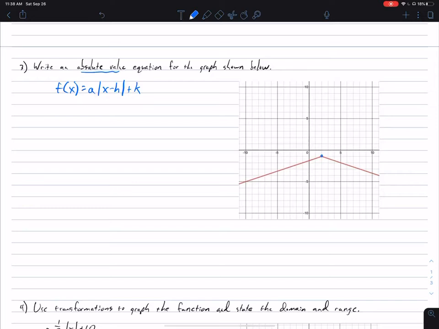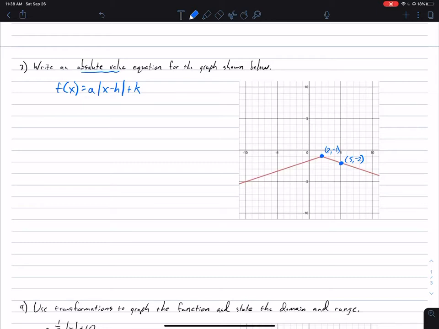Next, I'm going to look for some coordinate points. Here I have 2, -1. And then I can pick any point I want, but I'm going to go with this one here. That's 5, -2. We're going to need a second point, so let's label that.